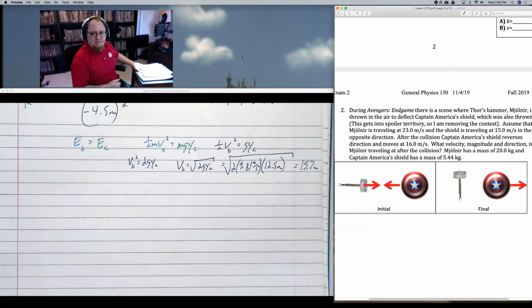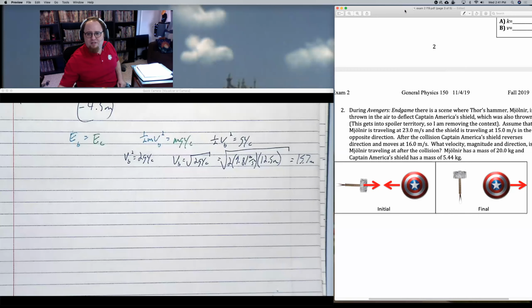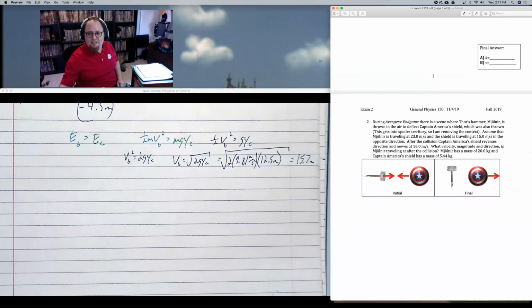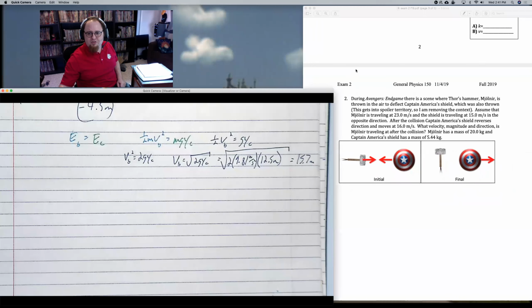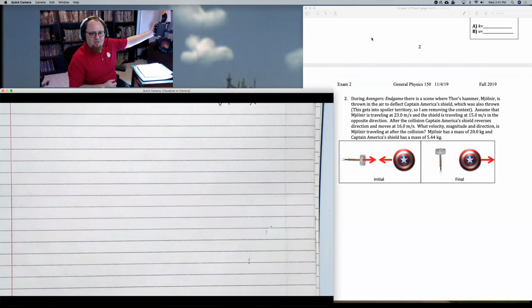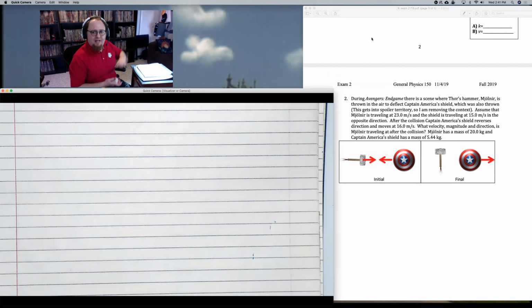During Avengers Endgame, there is a scene where Thor's hammer Mjolnir is thrown in the air to deflect Captain America's shield, which is also thrown. This gets really hardcore into spoilers. It was pretty new at the time in 2019, so I didn't go into any more detail.